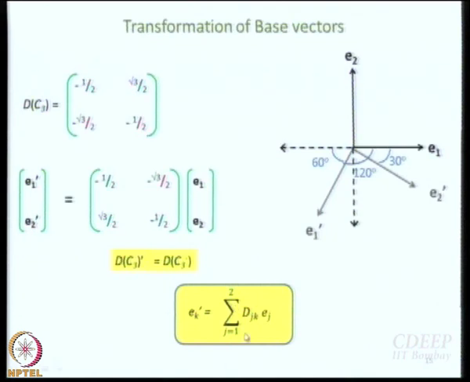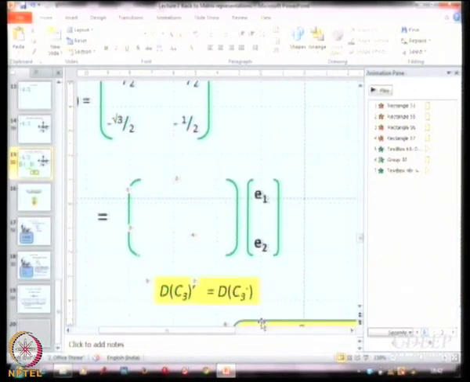Is this notation clear now? Ek dash equal to sum over j 1 to n. I am tempted to change it.